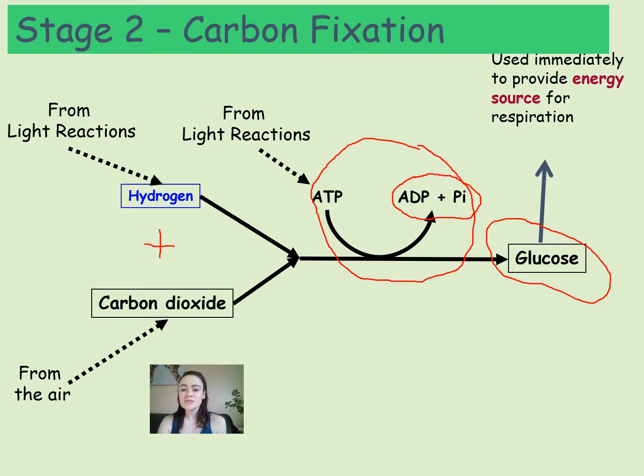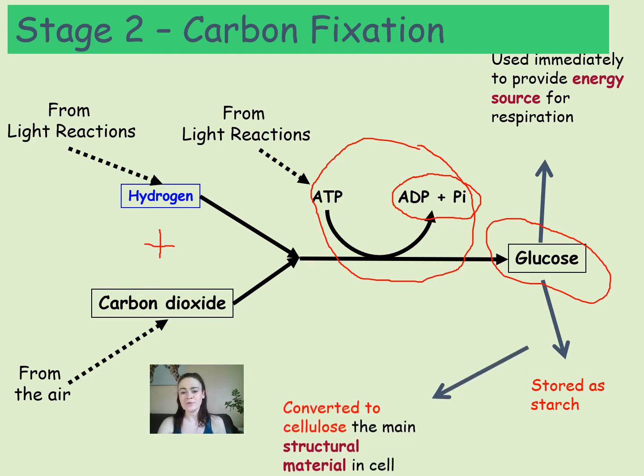Now, if the cell doesn't need the energy immediately, it's not going to go to respiration. It could go and form a storage molecule called starch. And that's how the plant will store its energy for later. And if they ever need the energy, basically the starch will get converted back into glucose, and then it will go forward for respiration. So starch is a store of glucose. So glucose is a simple carbohydrate, but if you combine it together, it makes starch, which is a more complicated carbohydrate, and that's how it's stored.